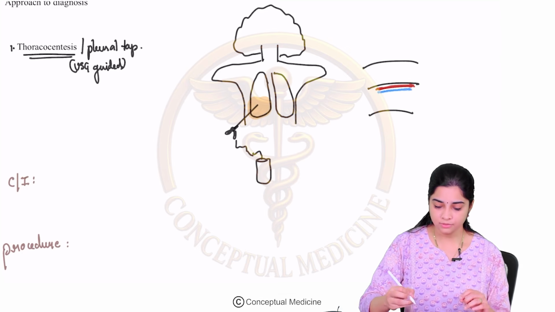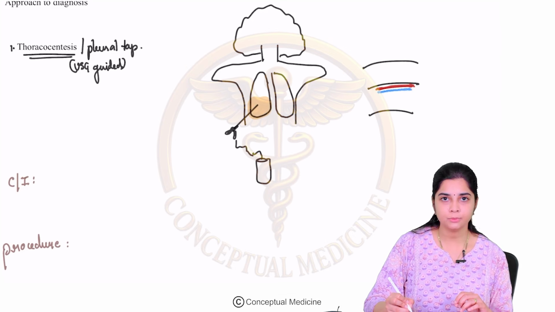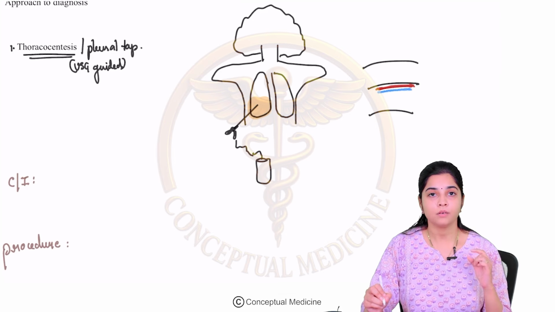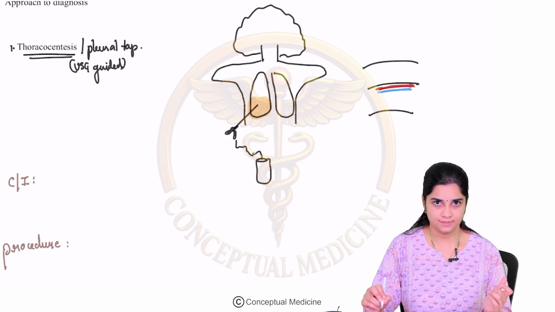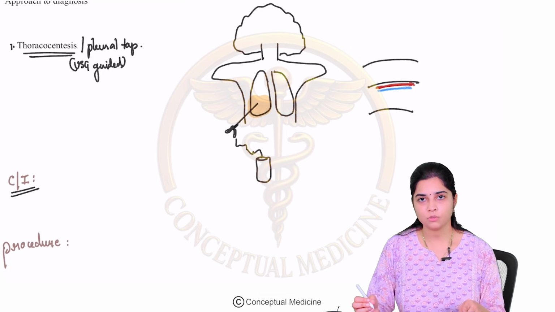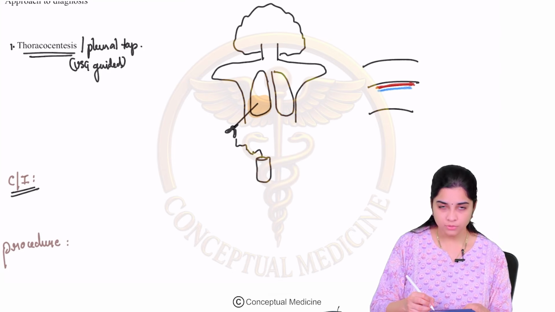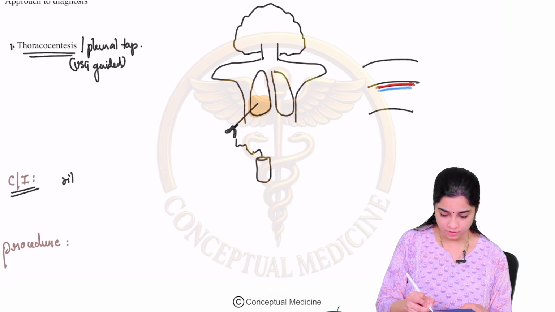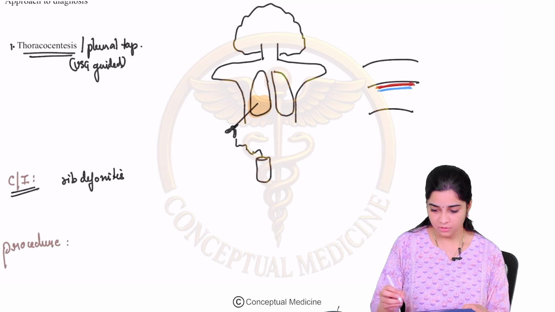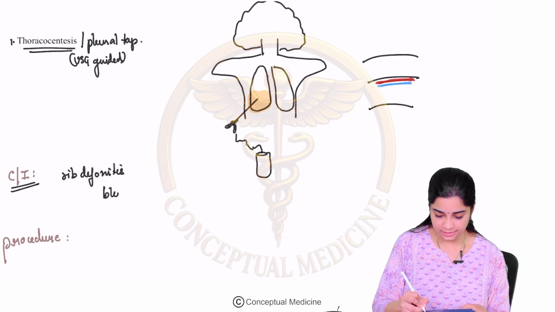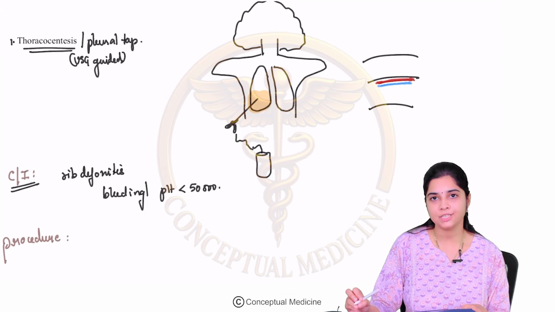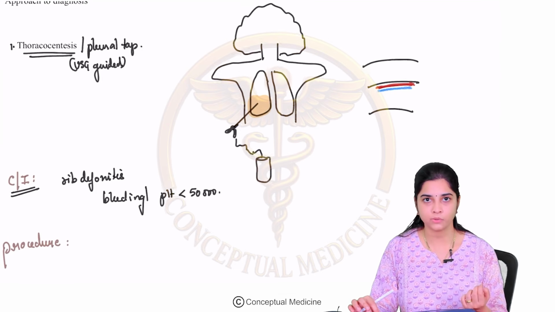Okay, so you go in using a needle into the pleural space, right, and then you try and draw the sample. But before we go ahead and do a procedure, whether it is diagnostic or therapeutic, always remember that there can be certain contraindications. So what are the contraindications for a pleural tap? If there are certain rib deformities, that is a contraindication for a pleural tap. Also, if the patient is having a bleeding diathesis or the platelet counts are less than 50,000, then there can be a high chance of bleeding into the pleural cavity and hence this is contraindicated.